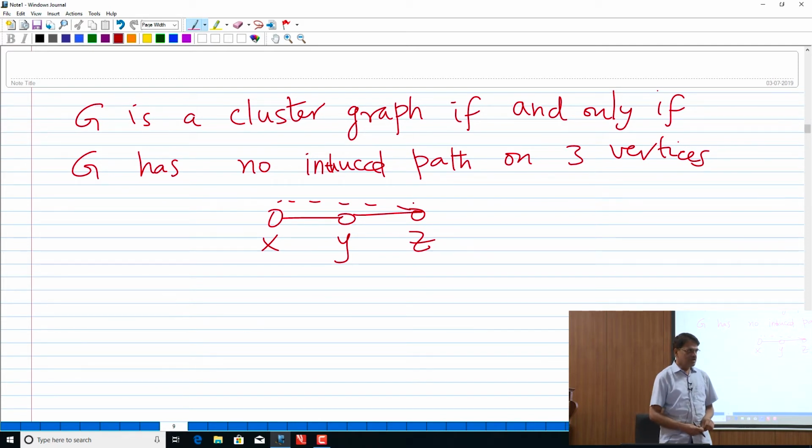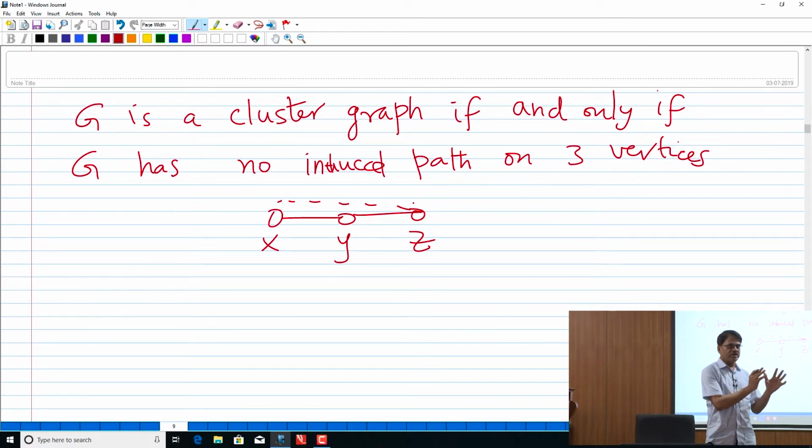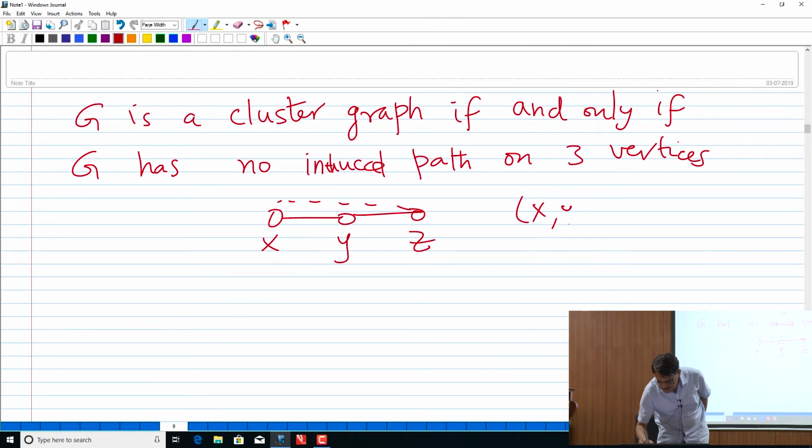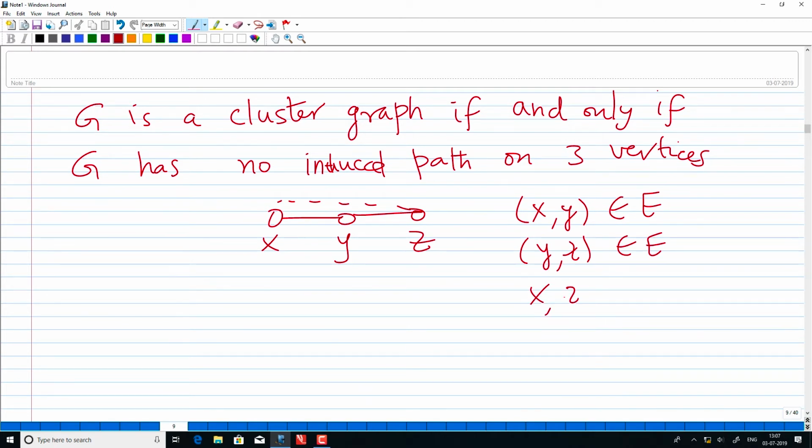Okay. First, is the statement clear? I am giving you another equivalent definition of a cluster graph. One definition we saw is that every connected component is a clique. Now, I am saying here is another equivalent characterization. You go to your graph and see whether you have some structure which I call P3, induced path on 3 vertices, that you have x y is an edge, y z is an edge, but x z is not an edge. If you have such a structure, I claim that it is not a cluster graph. That direction is actually easy to see.